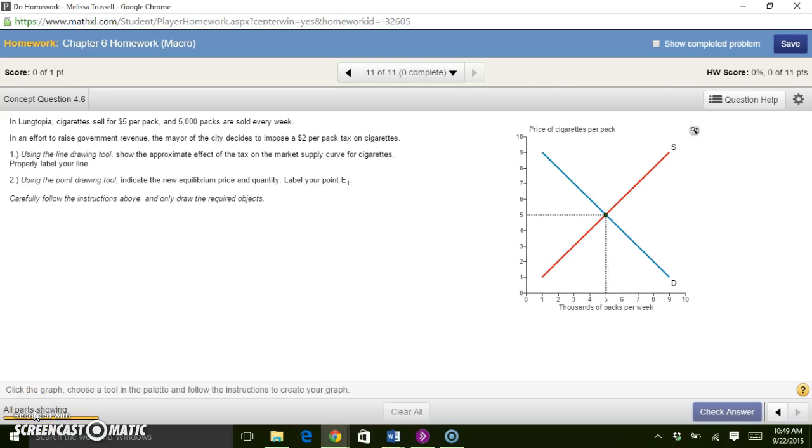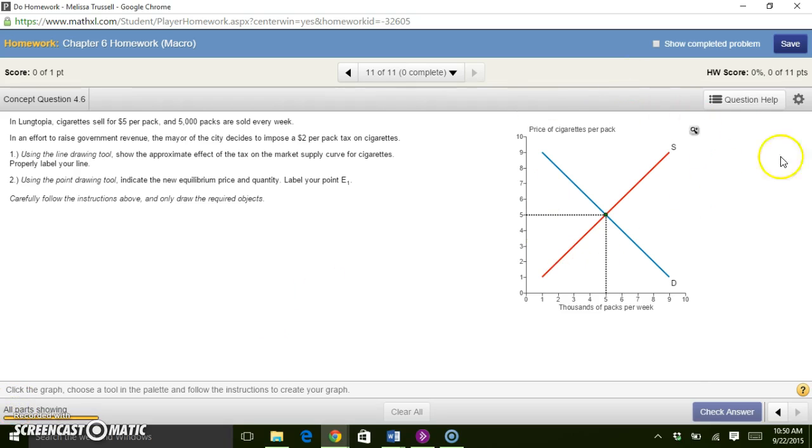All right, let's talk about concept question 4.6 from chapter 6. The question says that in Lungtopia, cigarettes sell for $5 a pack and 5,000 packs are sold every week. In an effort to raise government revenue, the mayor of the city decides to impose a $2 per pack tax on cigarettes. And our task is to figure out the effect of that on the supply curve for cigarettes.